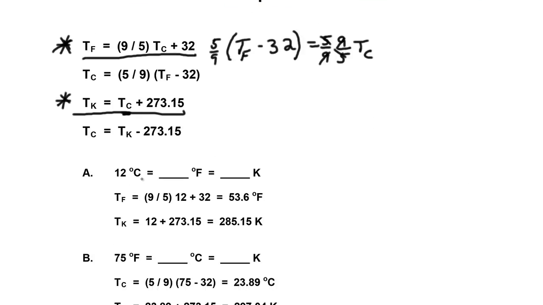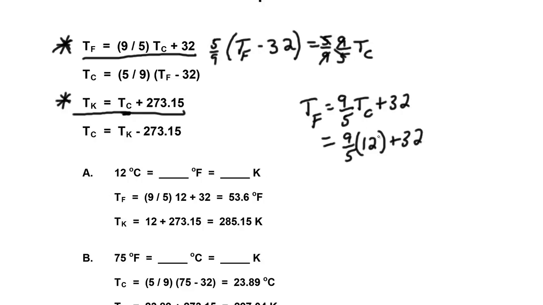So we have 12 degrees Celsius, and we want to go to the Fahrenheit temperature. And we also want the Kelvin temperature. Well, the temperature in Fahrenheit is equal to 9/5 the temperature in Celsius plus 32. We have 12 degrees Celsius, so 9/5 times the 12 and then plus 32. Notice that I don't include the degrees in here. I don't take the units into account until the very end, okay?